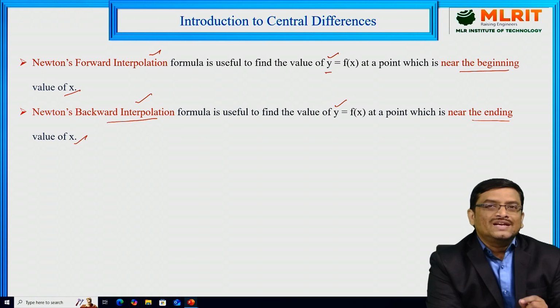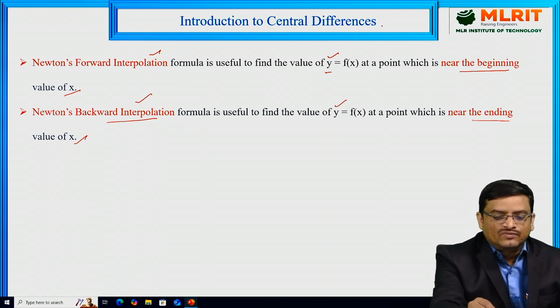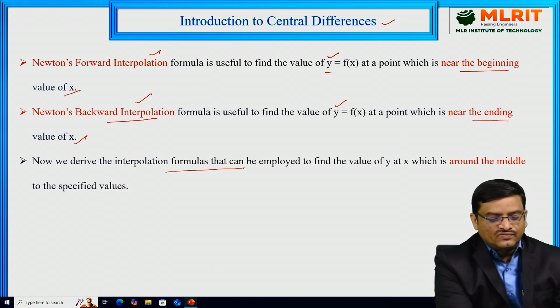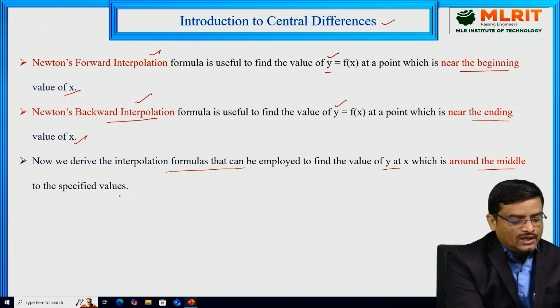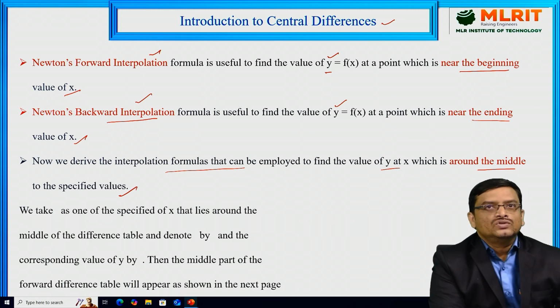Now whenever that x value lies in the middle of the table here, then we have to go to the concept of central differences here. So now we will derive the interpolation formulas to find the value of y at x value whenever that x lies at the middle of the table. So this is the point we are going to discuss in this video here. So now in order to find out this one, we have to construct a central difference table.